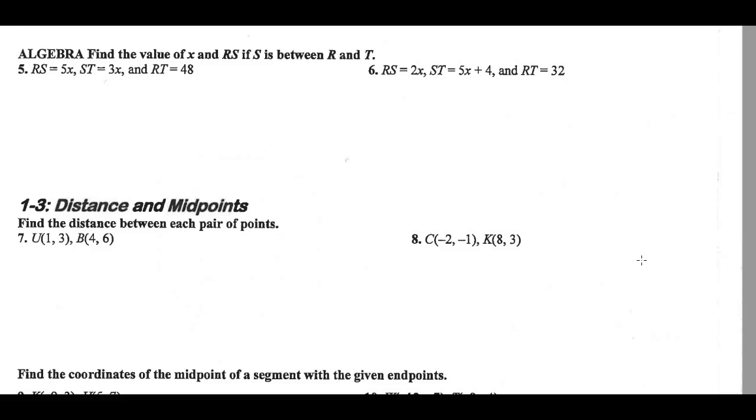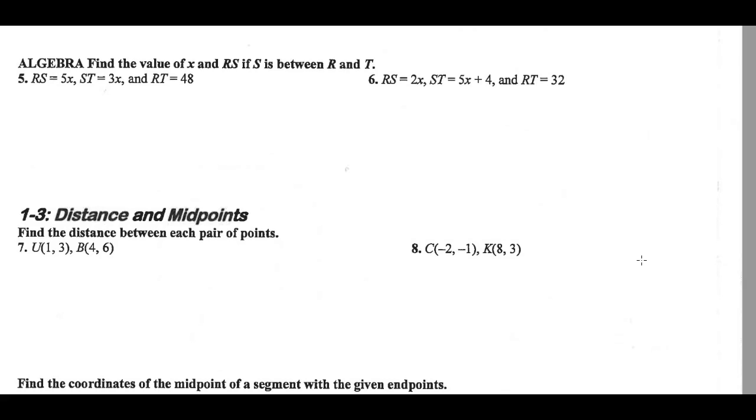Again, they're telling me that S is between R and T. So if I know that S is between R and T, I can either draw a picture or I can immediately write down that RS plus ST equals RT. And in my directions here, I want to solve for x, and I also want to solve for RS. But the setup's going to be the same in both of them.